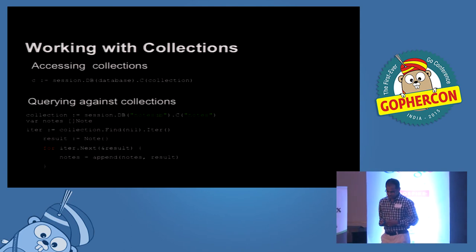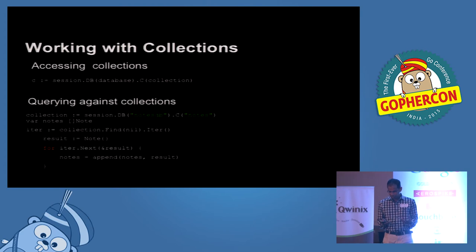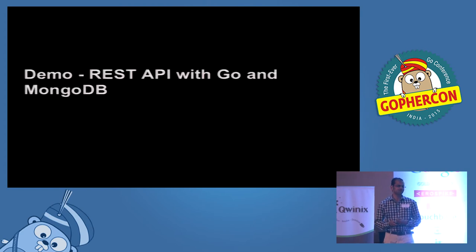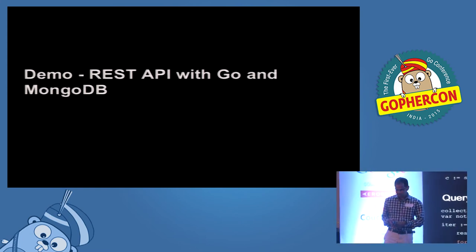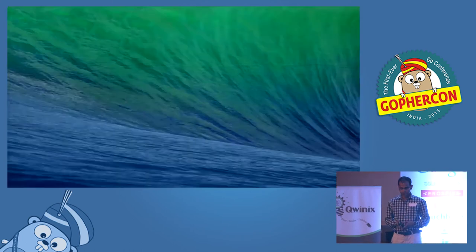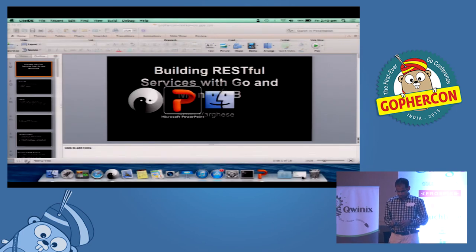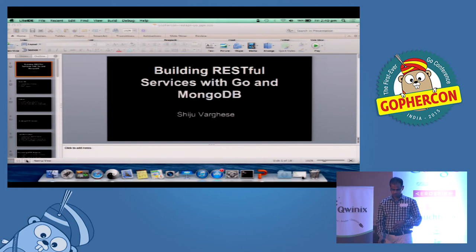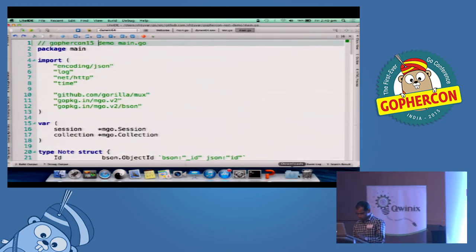In this sample code, we are just getting all results from the nodes collection. We just call the Find method. At this moment, we don't have to provide any filtering, so just passing nil, then iterating through that collection and appending the result to our nodes. Nodes is a slice of Node. Then we can move to our API demo.